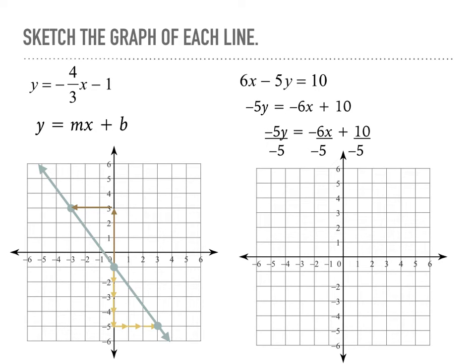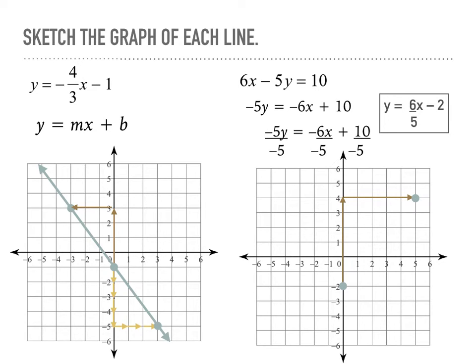Let's rewrite that equation as y equals 6/5 x minus 2. All right, so this is now in slope-intercept form. It's easy for us to graph. We'll start on the y-intercept of -2. And the slope is positive, so the rise over run is up 6 and to the right 5. And we'll place our second point.